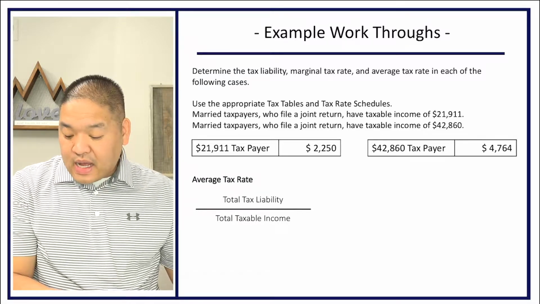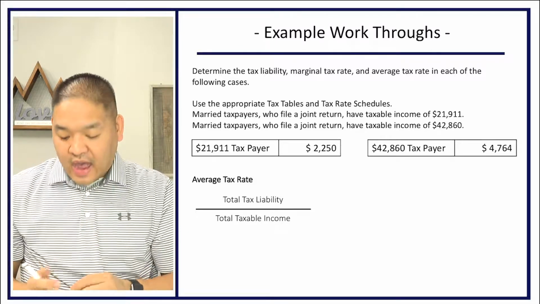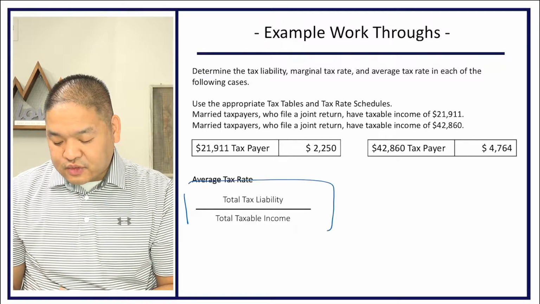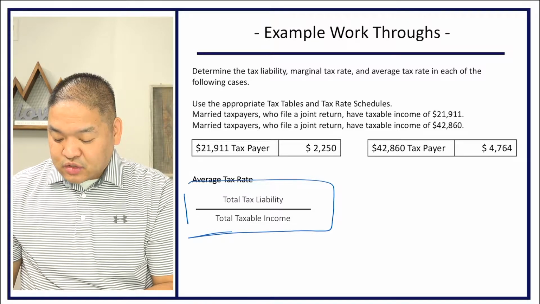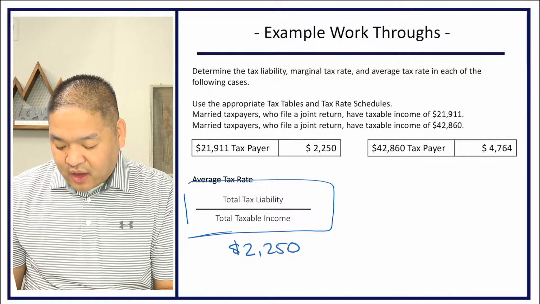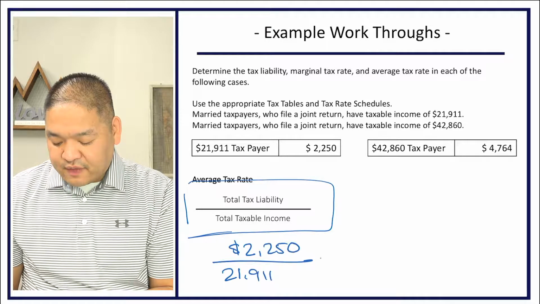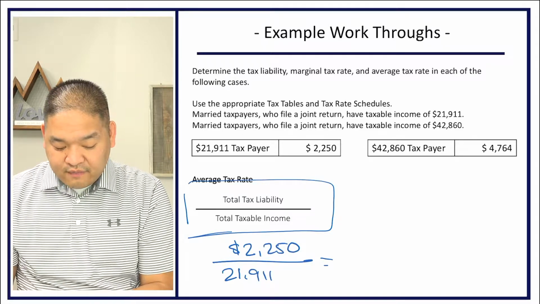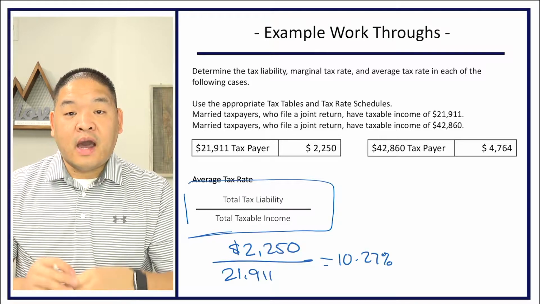We've got our average tax rate. So average tax rate, we said, is what's the average? And to calculate the average, we would take the total tax liability and then divide it by their taxable income. So we've got that formula right there. Let's start with our 12% taxpayers. So our 12% taxpayers had a tax liability of $2,250, and their total taxable income is $21,911. If we do that calculation, $2,250 divided by $21,911, you're going to get 10.27%.